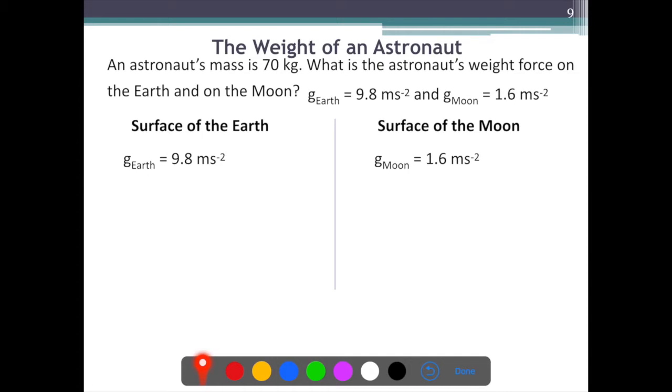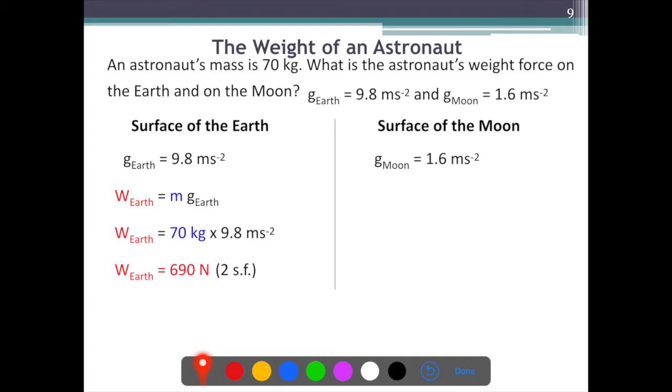Alright, so weight, we said, is a kind of force, and it's defined as mass multiplied with the gravitational acceleration. On Earth, the weight of the astronaut should take into account the gravitational acceleration on Earth. So that will be 70 kilogram mass multiplied with the gravitational acceleration on Earth, 9.8 meters per second squared, and that gives you a weight of 690 newtons.